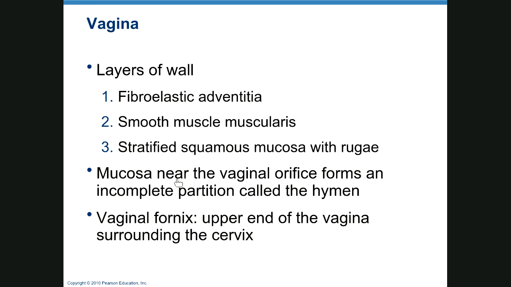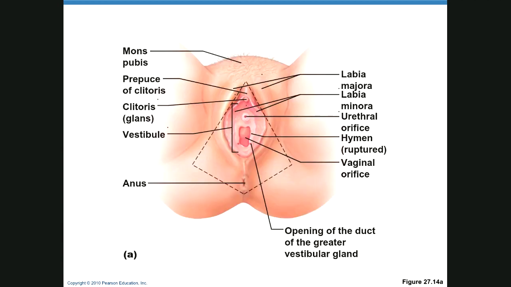Now, let's go to the next picture. This is showing a really lovely shot. This is called the mons pubis. And this is, the hymen is partially ruptured. It's a little membrane that grows over and closes off the vagina. Here is your urethra. This is the labia majora, and these are the labia minora. Some people refer to them as lips. And this is the anus.